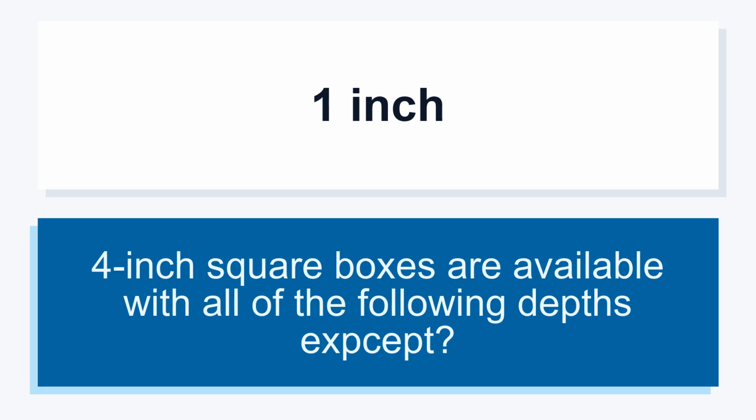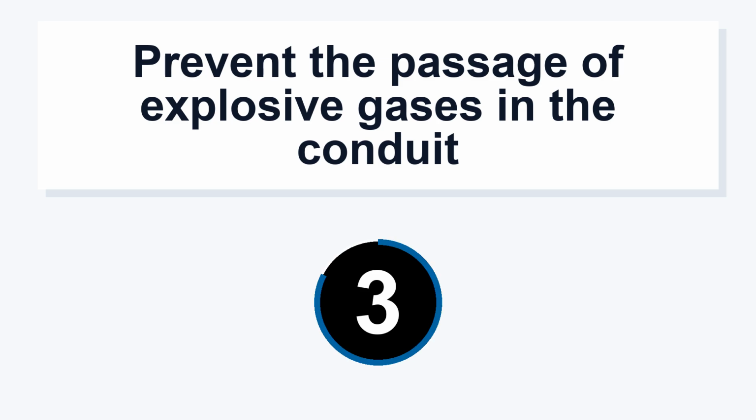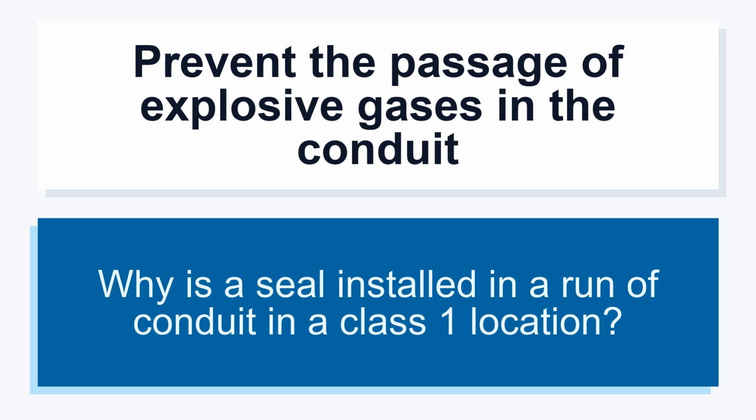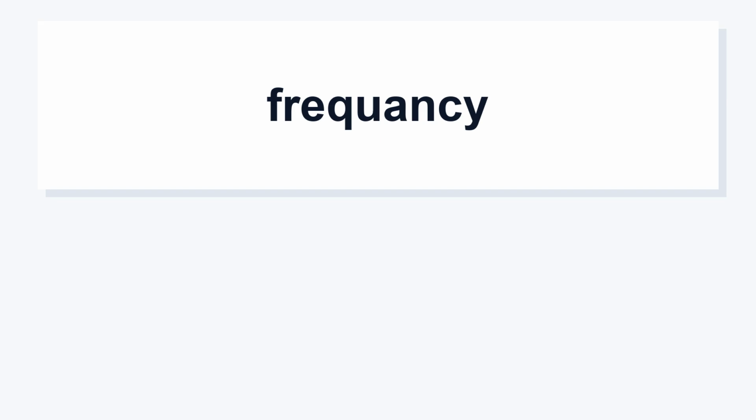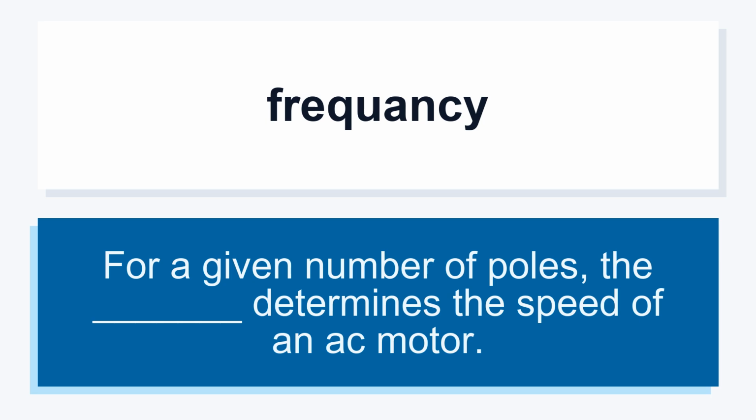Four-inch square boxes are available with all of the following depths except 1 inch. Prevent the passage of explosive gases in the conduit. Why is a seal installed in a run of conduit in a Class 1 location? Frequency. For a given number of poles, the ________ determines the speed of an AC motor.